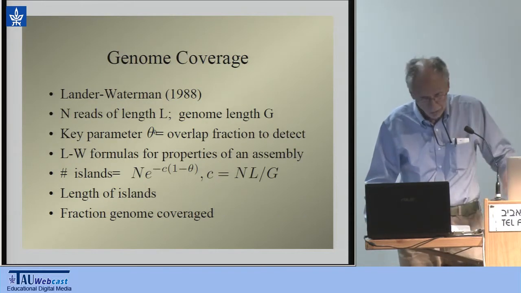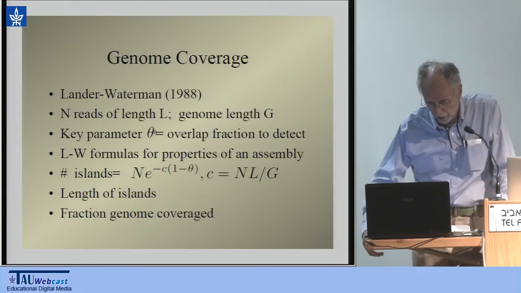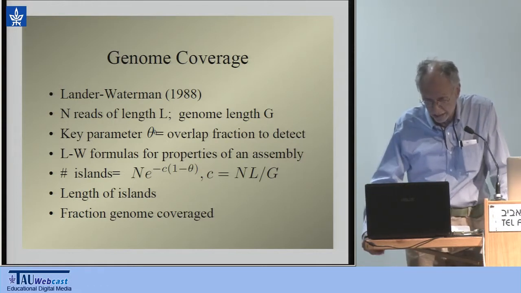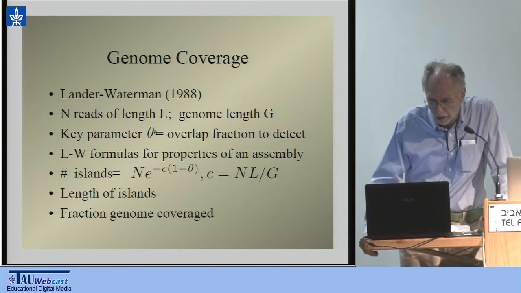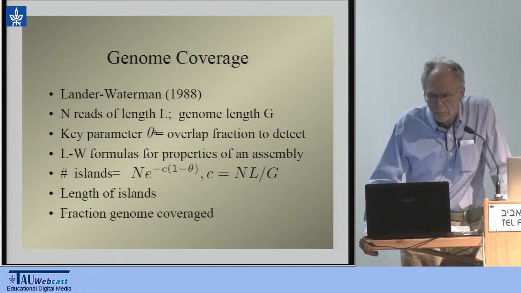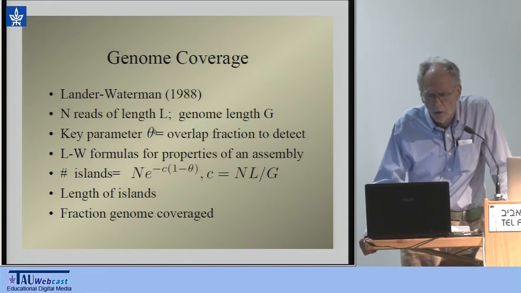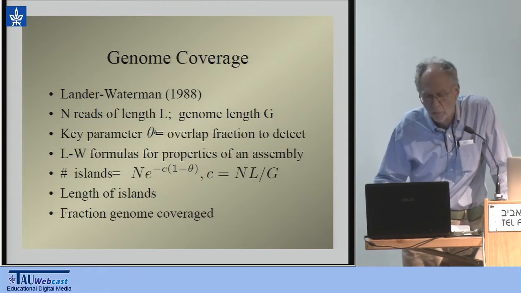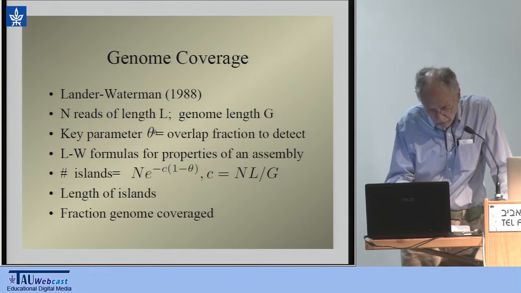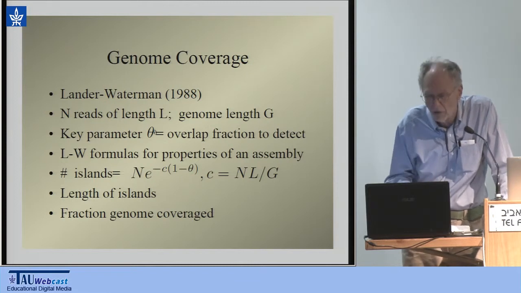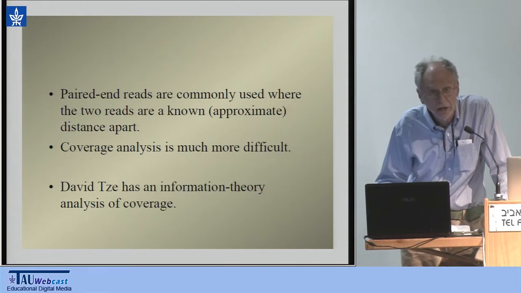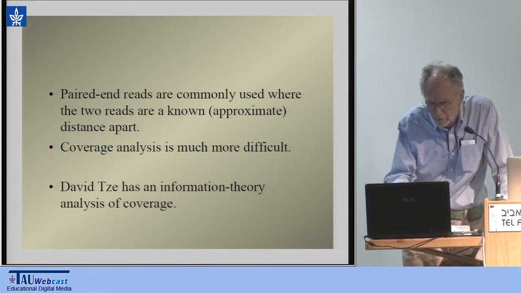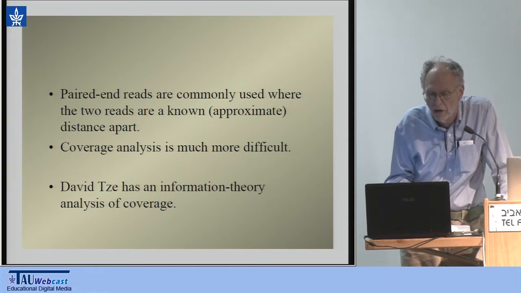So genome coverage, and Ron mentioned genome coverage, which Eric Lander and I were sort of lucky enough to write a paper about. And there were formulas for how many clumps of reads you would get, how long they would be, what kind of progress you were making. And you could even get the fraction of the genome covered. Paired ends caused us a lot of problems theoretically. People have struggled with it, and there's never been a completely satisfactory solution there.